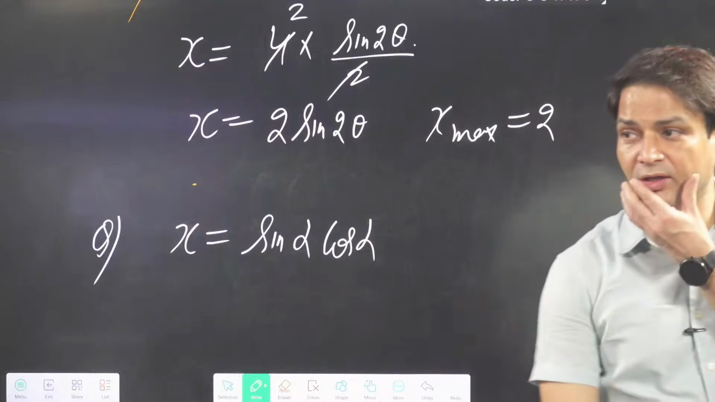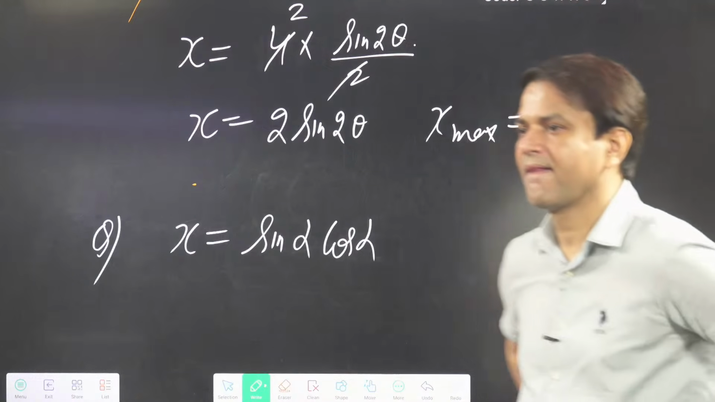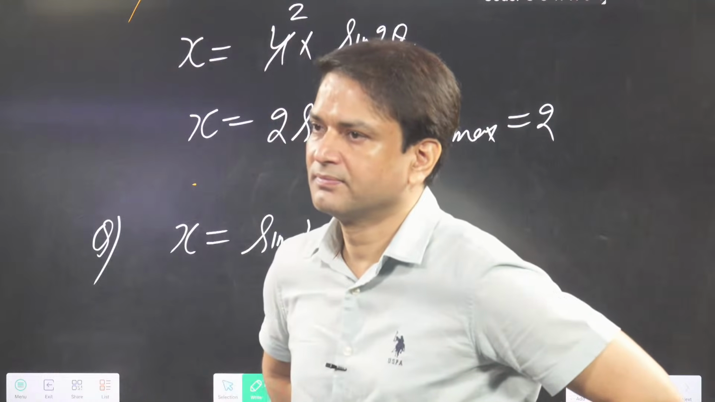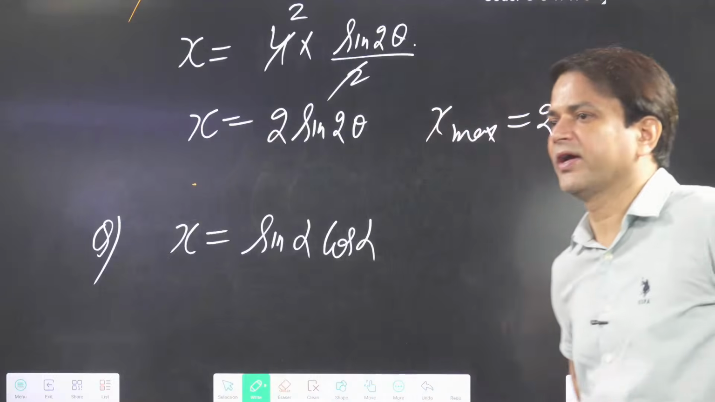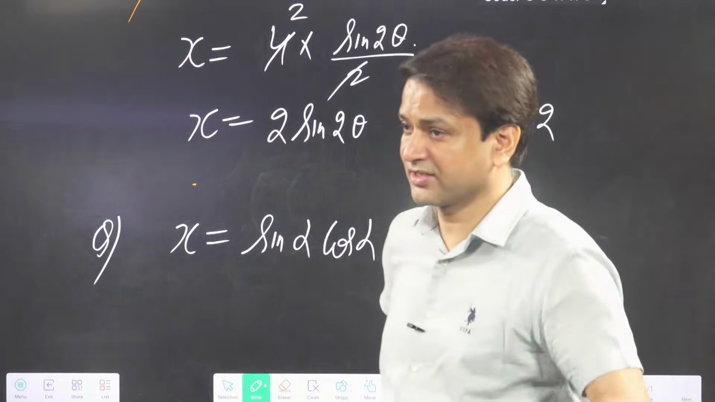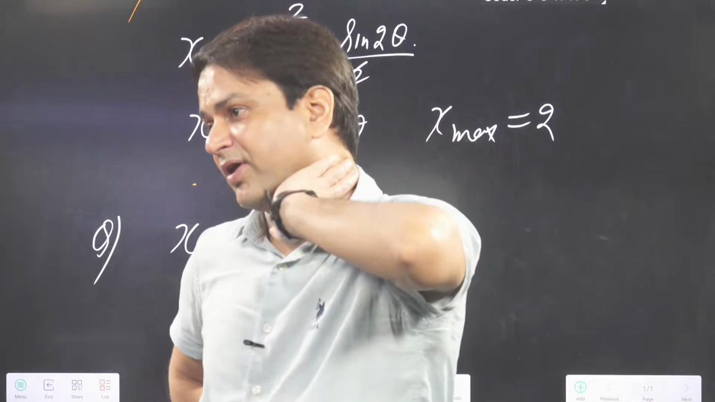What is the maximum value of x? Maximum value of x. 1 by 2, 1 by 2, 1 by 2. Still somebody has not understood, I think. Who is saying 1? It is 1 by 2.